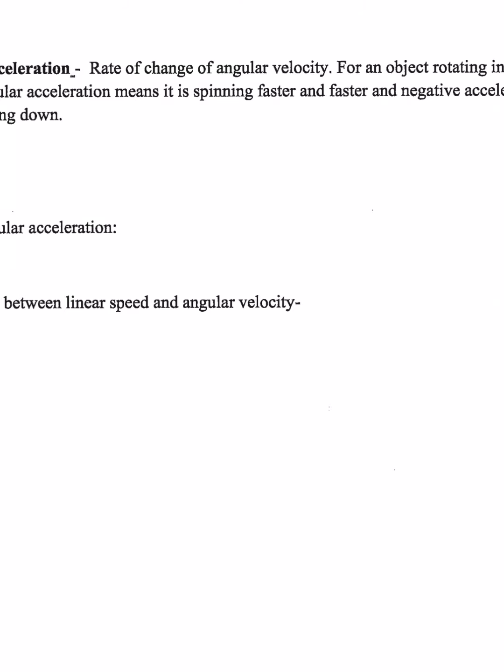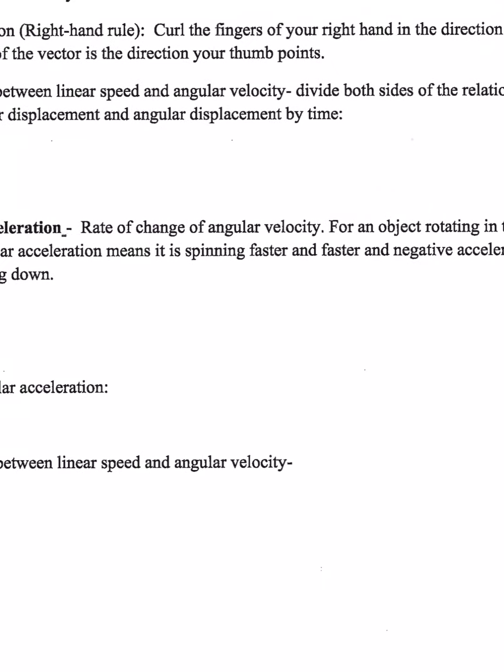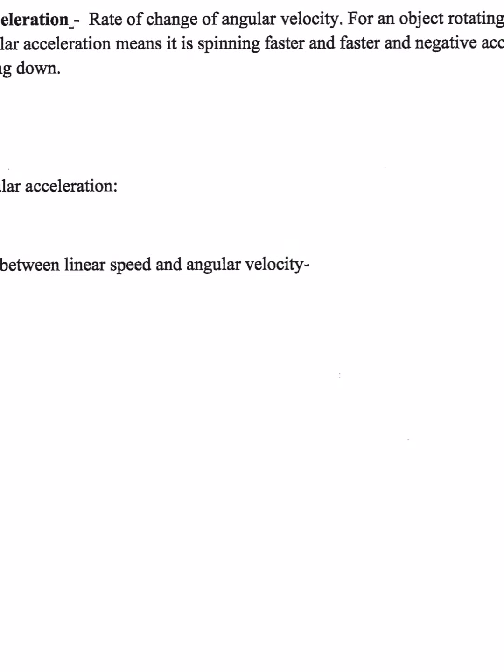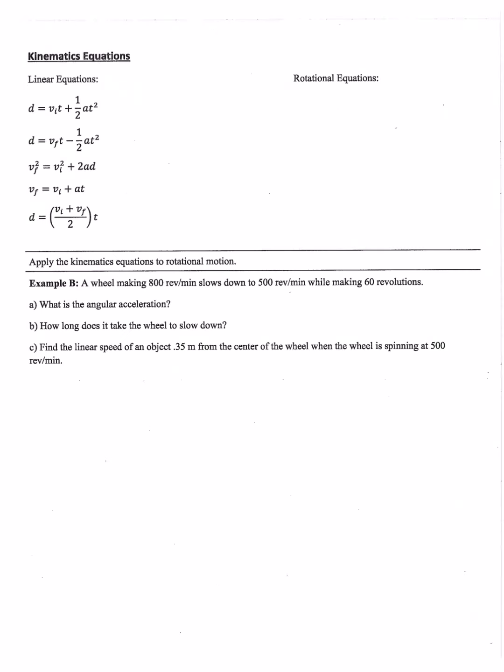All right. So, relationship between linear speed and angular velocity. Think about it. If v was equal to omega times r, then a is equal to alpha times r, right? Yes, it is. Now, what did I say about your kinematics equations? For every linear kinematics equation, there is an equal rotational one.